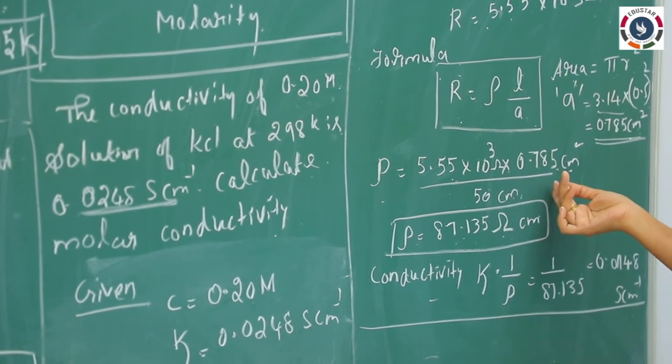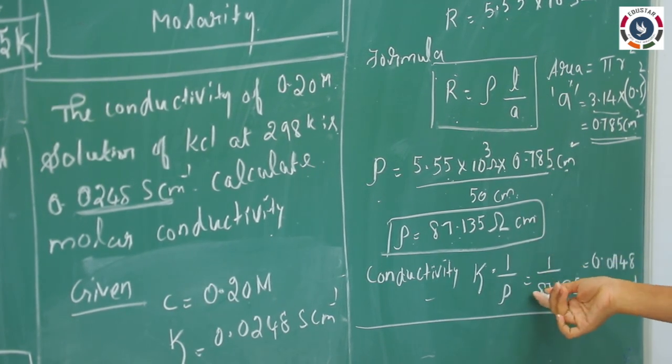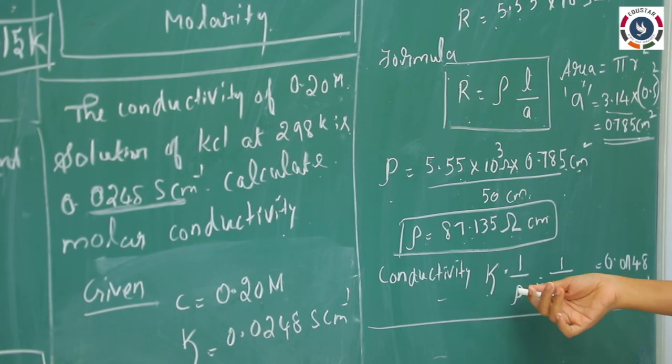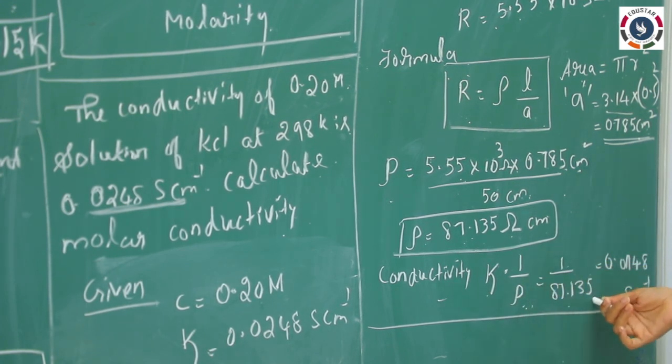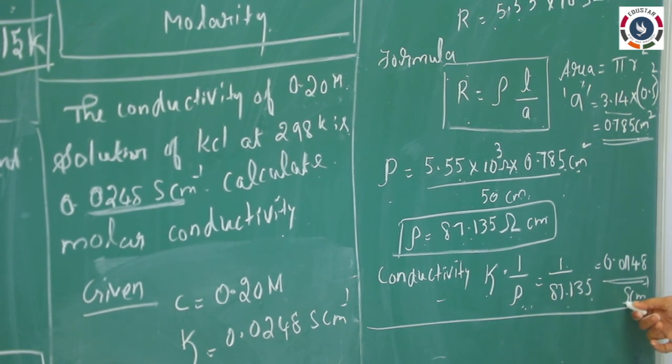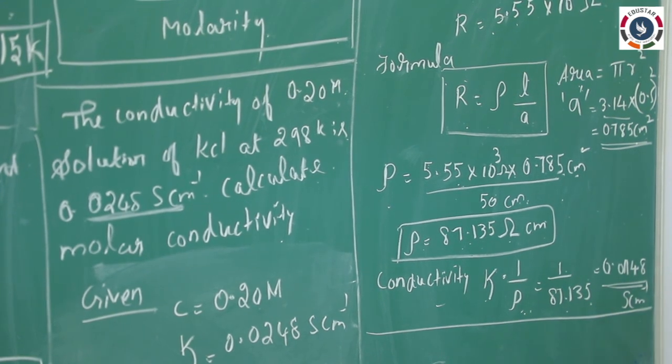Now, coming to the conductivity, we can directly find the conductivity. If you know the resistivity, we can directly find the conductivity, because the conductivity is just going to be the reciprocal of the resistivity. So, 1 by 87.135 we are getting 0.01148 Siemens centimeter inverse.